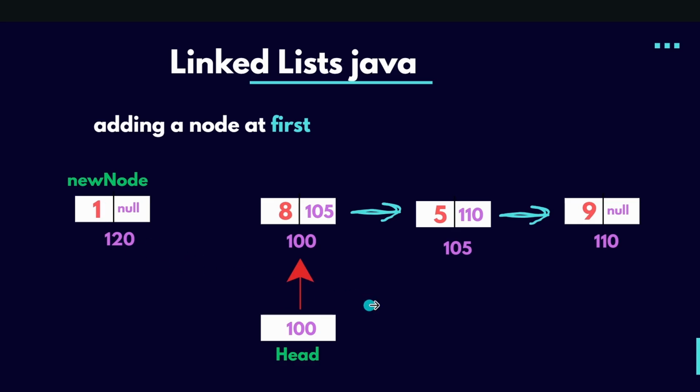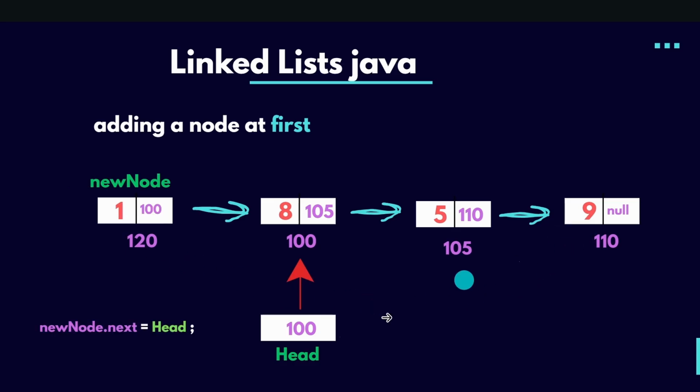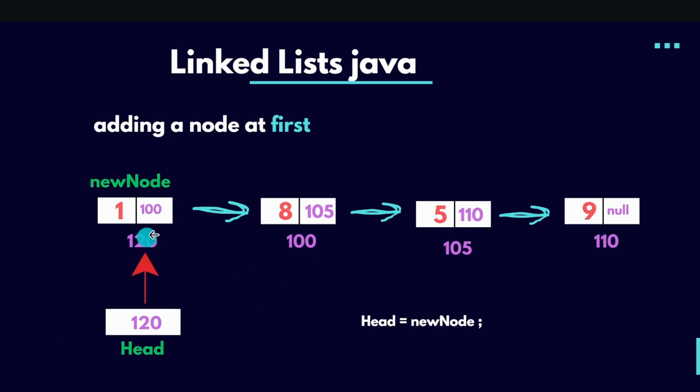Here we don't need the extra current pointer as well. With the help of a single line, new node dot next, this will be having the head. So this head will be pointing here, to this new node, and inside this new node we have 100, which means it will be pointing here.